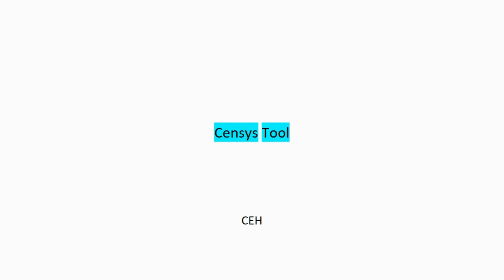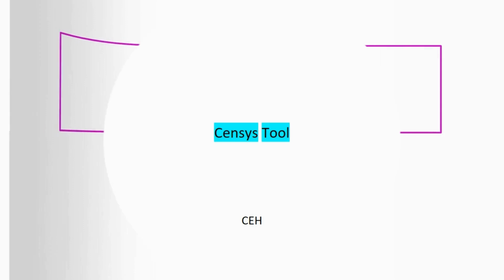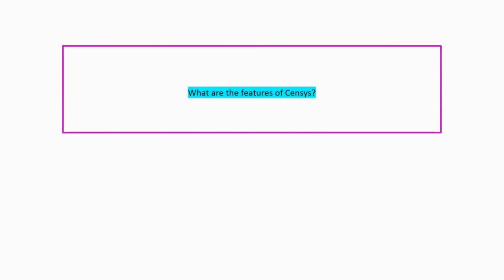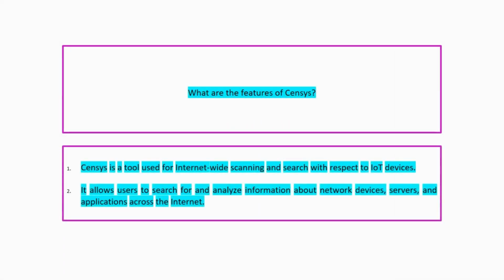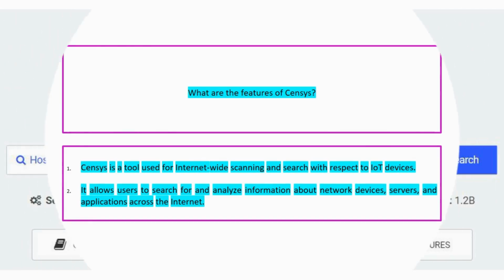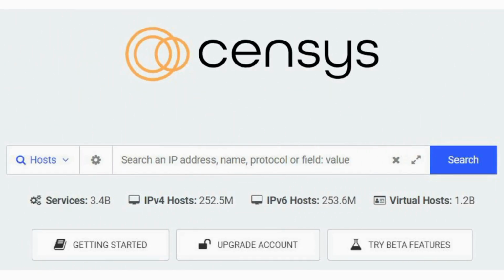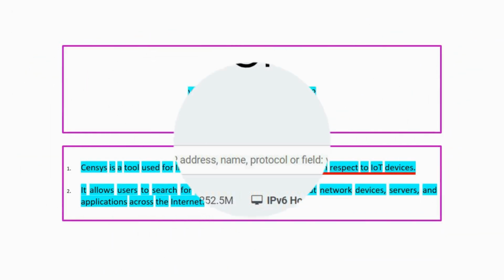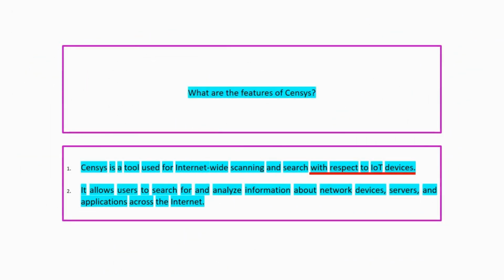In this lecture, we will understand the objective of Censys Tool. So, what are the features of Censys? It is a tool used for internet-wide scanning and search with respect to IoT device, Internet of Things. It allows the users to search for and analyze the information about network devices, servers and applications across the internet.